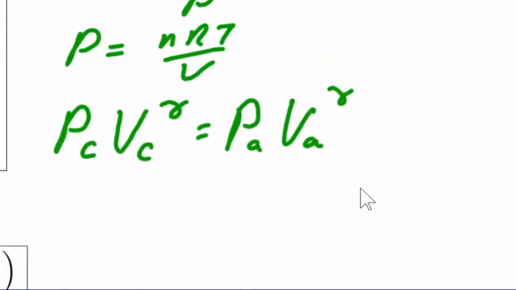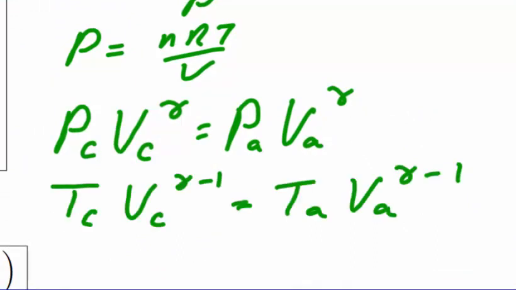Pressure C, volume C to the gamma, equals pressure A, volume A to the gamma, and temperature C, volume C to the gamma minus 1, equals temperature A, volume A to the gamma minus 1. We know all values at point A, the right-hand side of each equal sign, and we know the volume at point C. Therefore, the first equation has as its only unknown the pressure at C, and the second equation has as its only unknown the temperature at C.